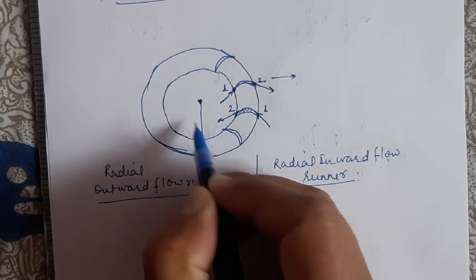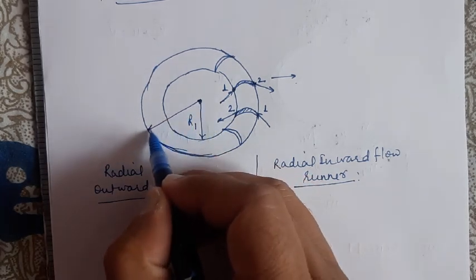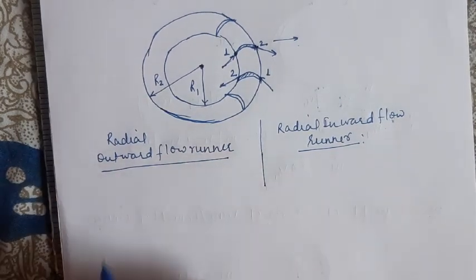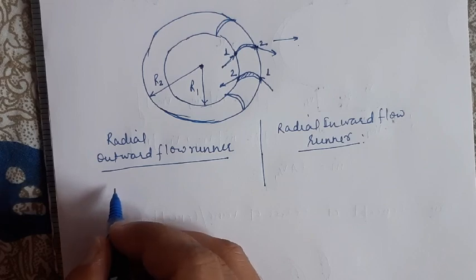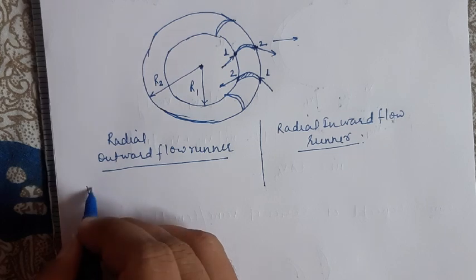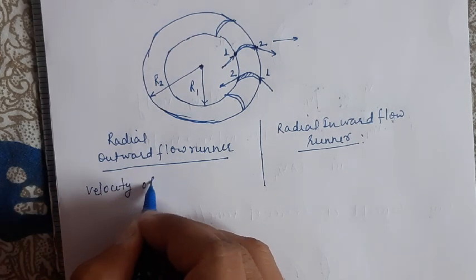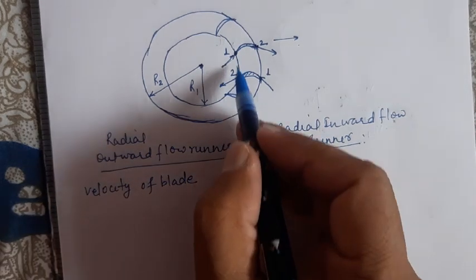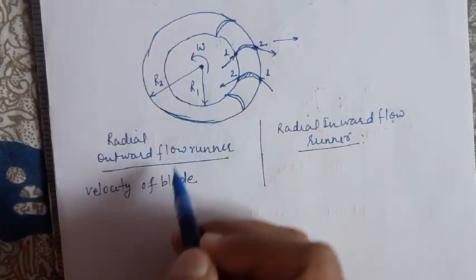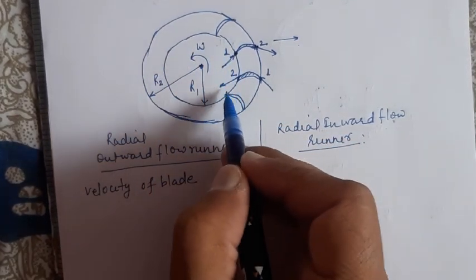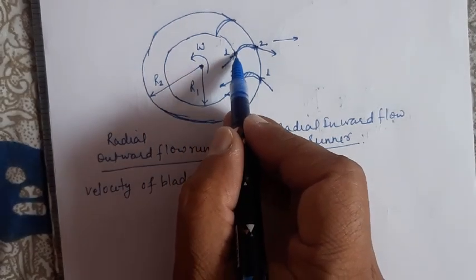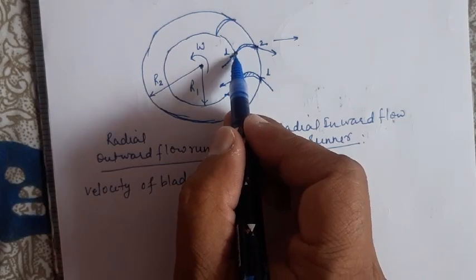Now let this be radius r1 and this be radius r2. Now we can clearly note that over here in this radial inward flow runner, if I want to write the velocity of the blade at inlet and exit, observe this radial outward flow runner. This radius is r1, and it is rotating with angular velocity omega. The runner is rotating with angular velocity omega as the jet works on this runner. Therefore, the blade velocity at point 1 will be omega r1.